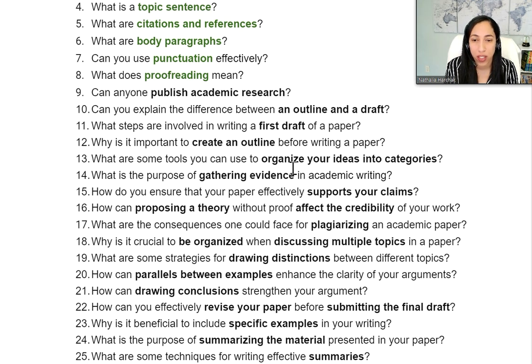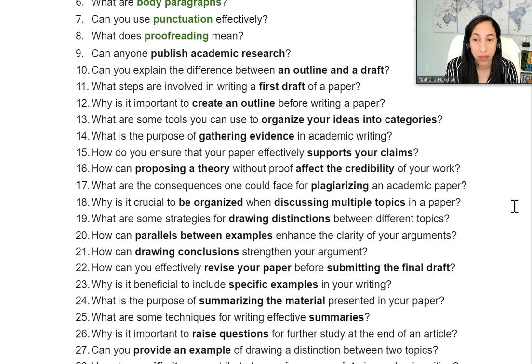Can you explain the difference between an outline and a draft? What steps are involved in writing a first draft or a paper? Why is it important to create an outline before writing a paper? What are some tools you can use to organize your ideas into categories? What is the purpose of gathering evidence in academic writing? How do you ensure that your paper effectively supports your claims?